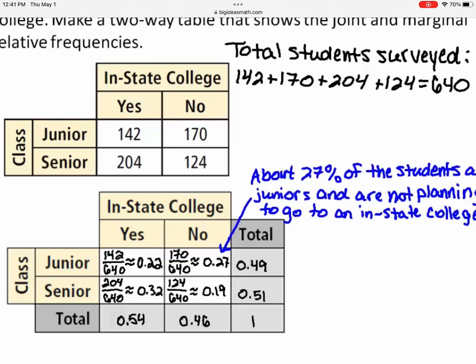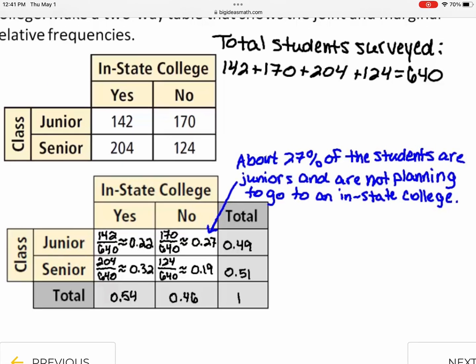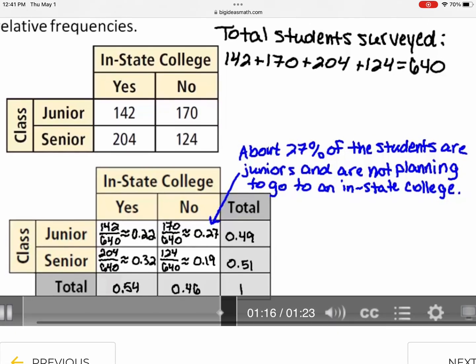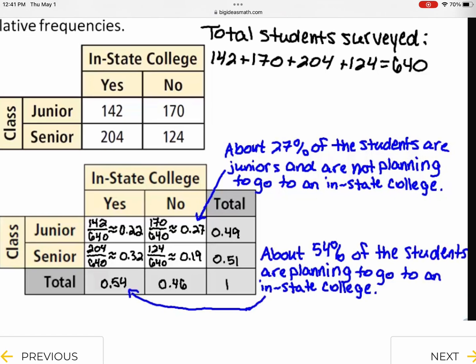You can see from the table that about 27% of the students are juniors and are not planning to go to an in-state college. And about 54% of the students are planning to go to an in-state college.